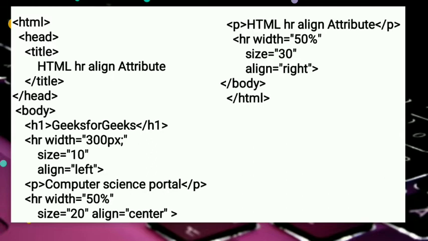Okay, next one is the HTML HR align attribute. The fifth line of the output is the HTML HR align attribute. On the right side is the code: HR width equal to 50 percentage, size equal to 30, align is equal to right. The last line of the output, that HR horizontal rule line, is located at the right side of the web page. Okay, now understand?